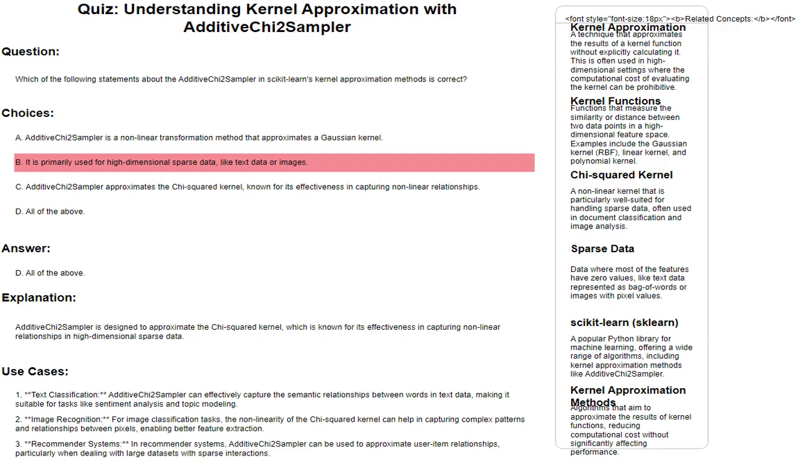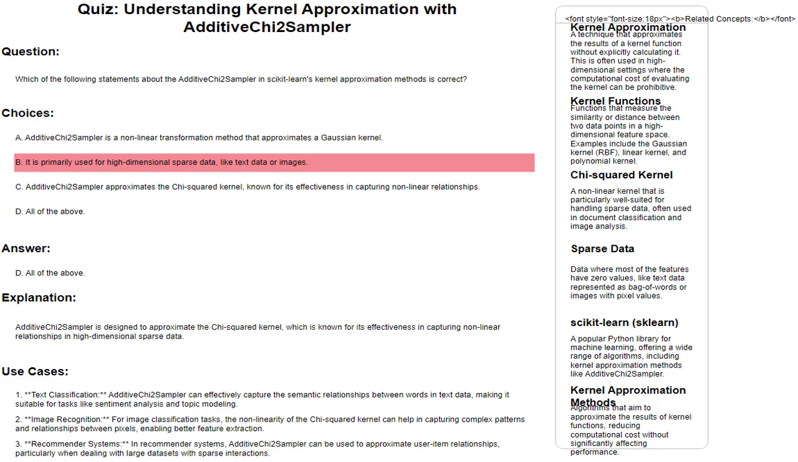B. It is primarily used for high-dimensional sparse data, like text data or images. Correct. Additive Chi2 sampler is specifically designed for handling high-dimensional sparse data due to the nature of the chi-squared kernel. 1. Text classification. Additive Chi2 sampler can effectively capture the semantic relationships between words in text data, making it suitable for tasks like sentiment analysis and topic modeling.